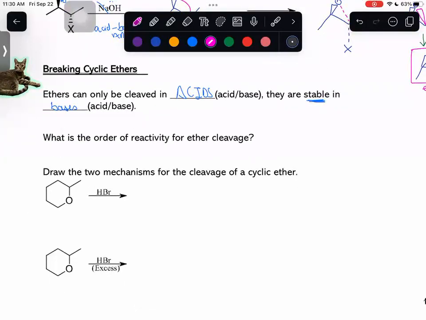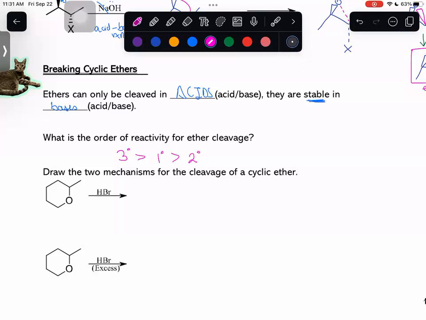Before we proceed with the actual mechanism, there's a certain reactivity for your ether cleavage. Cleavage just means that you're breaking the bonds, and that's it. So the specific ranking is going to be tertiary, it's not going to be secondary, it's going to be primary and then secondary.